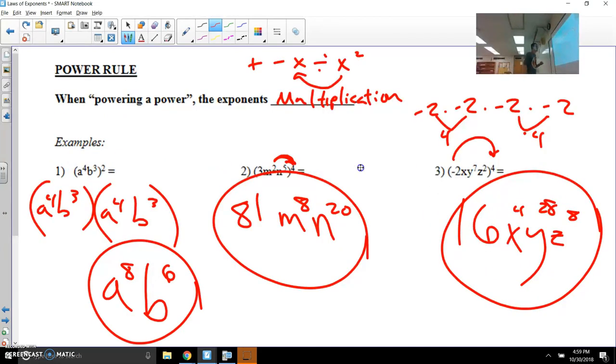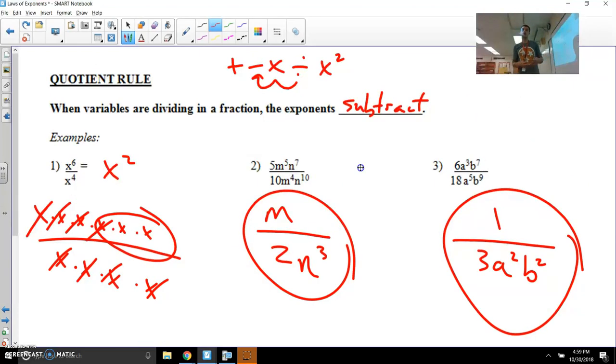Power rule. When you're putting a power on a power, this is when you would multiply. 4 times 2 is 8. 2 times 3 is 6. Okay? But again, make sure that if you are applying a power on a coefficient, that you treat those the way you always have and you make them an actual exponent.